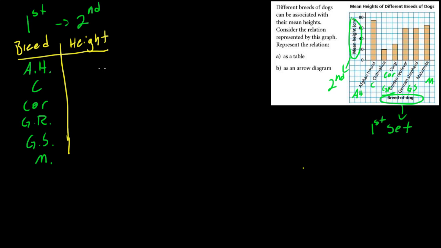Now, what we have to do is match up our heights, or our second set, that's associated with our breeds, right? Because our arrow goes from first to second. So we have to say that our breed of dog is associated with the mean height. So everything in this column has to match up with what's in this first column. So we've got to be able to read our bar graph. It looks like each box on the scale of this bar graph is going up by 10. You can see 10, 20, 30, 40, 50, 60, 70, 80. So that's how we're going to read it. Afghan Hound looks like it's in between 70 and 80, which means that's at 75. So I'm going to go ahead and go 75.